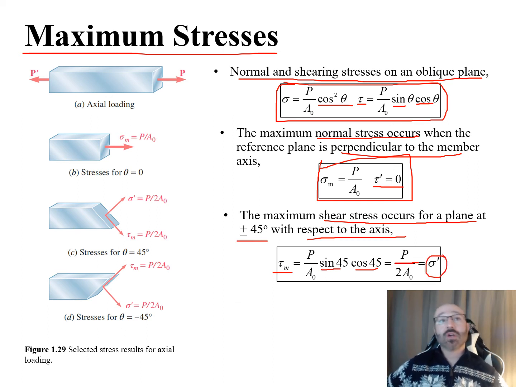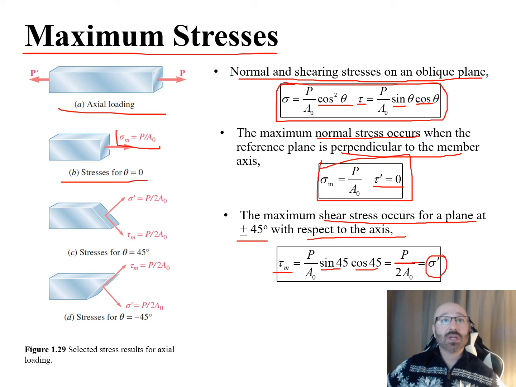Now we can take a look over at our diagrams right here. So here's our axial loading. Here's our stresses for when theta is equal to 0. So this is our sigma max right here of P over A naught. So that corresponds to this right here. But now when we're at 45 degrees, for stresses at theta equals 45 degrees, for our tau max, we can see now right here, this is our tau max right there. Here is our sigma prime right there, coming off perpendicular to that 45 degree plane right there. So this is the relationship here of P over 2A naught right there. And there's our tau max of P over 2A naught right there.